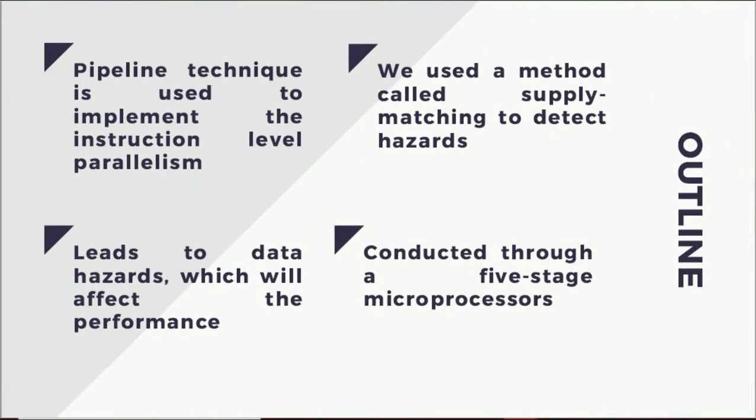In order to improve the throughput of the processors, pipeline technique is widely used to implement instruction level parallelism. However, this technique also leads to data hazards, which have a great influence on performance. Therefore, we propose a method called supply matching to detect and solve the data hazards efficiently. This project was conducted through a 5-stage microprocessor based on the PowerPC architecture with different approaches.